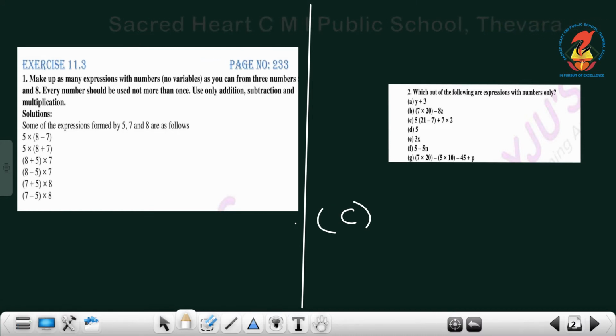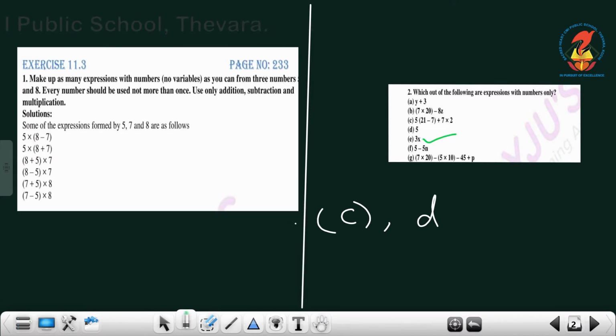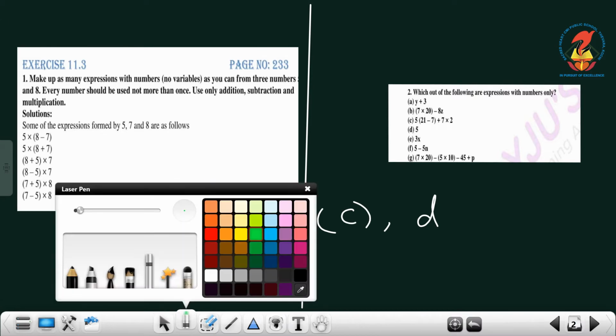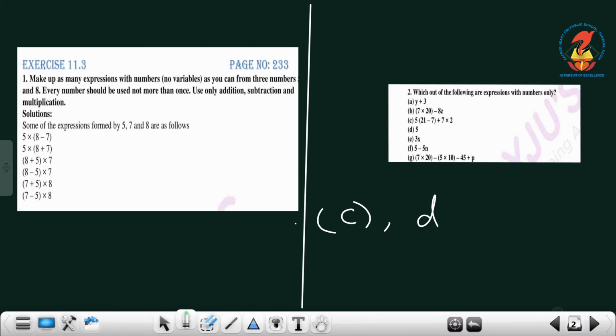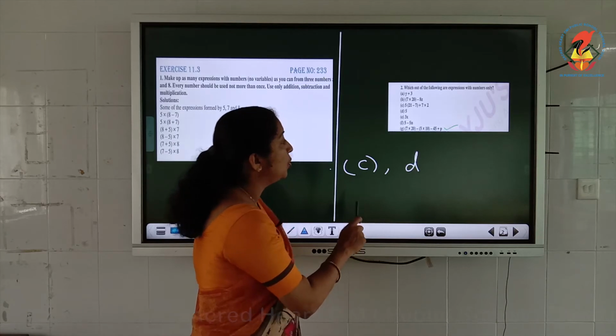What about D? D is 5. That is also an expression with the numbers only. Next one is 3x. So x is a variable, so no. Next is 5 minus 5n. N is a variable. 7 into 20 minus 5 into 10 minus 45 plus p. P is a variable, so it is not. So the expressions with the numbers means only C and D.